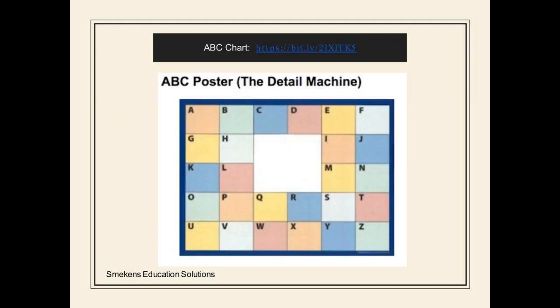Another tool that I like to use to help me consider what core vocabulary I need to generate as a model for my students, I like to use this ABC poster. It's also called the Detail Machine, and it is available through Smeckens Education Solutions. There's a free download for a 9x13 version or a larger poster version. It's also available for $3. Once again, that's from Smeckens Education Solutions.